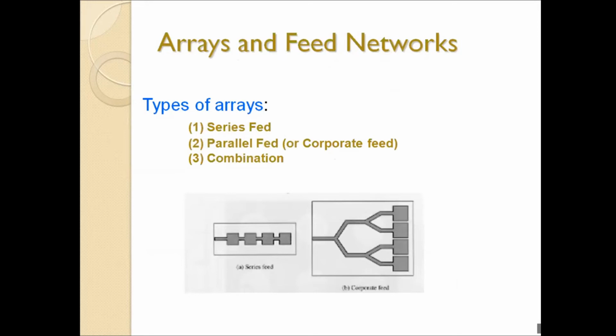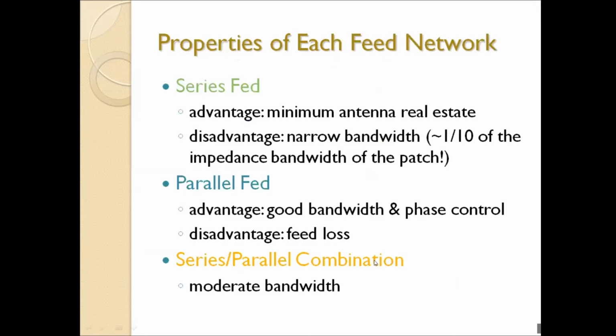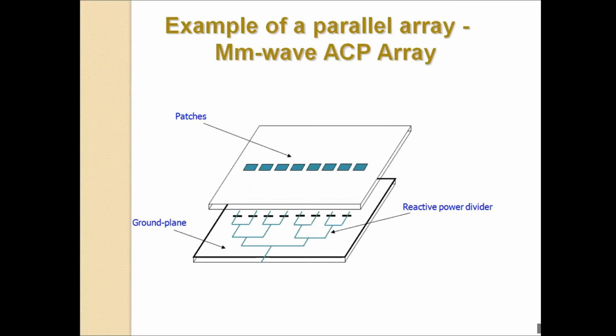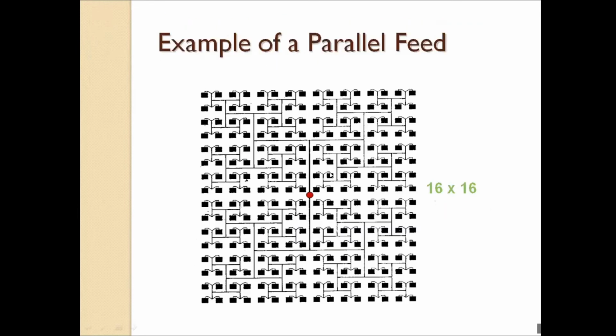This is the array of antennas, series fed or parallel fed, corporate fed. Right? This is series fed, one antenna will feed the other, so continuously it is fed, but this one is corporate fed. All have their own advantages and disadvantages. This is the parallel array, with a power divider to feed the power. The one-dimensional array. This is the parallel feed of a two-dimensional array. This is an example of a millimeter wave antenna.